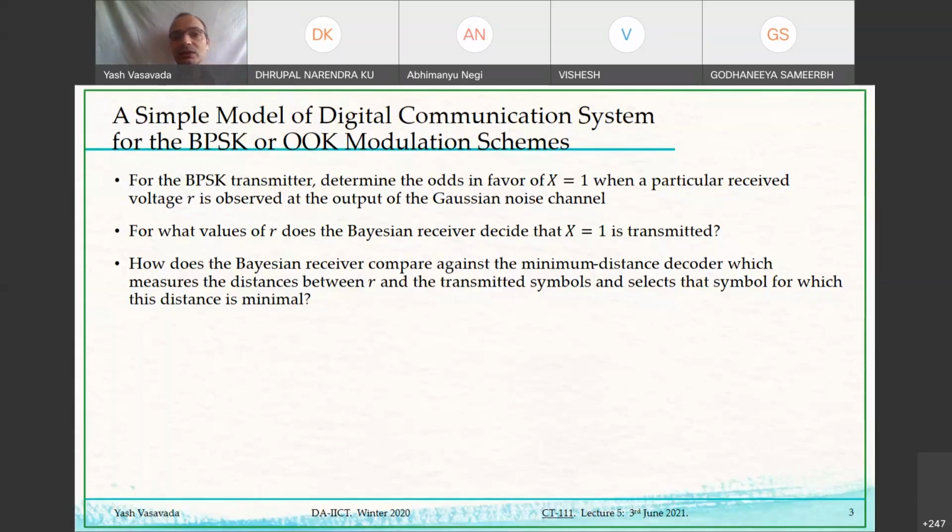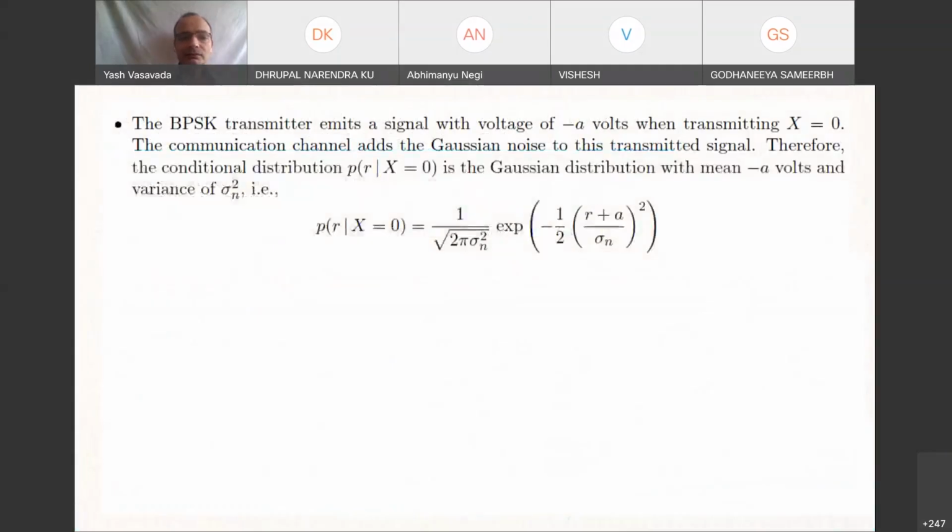So what we have to do essentially is to determine the odds in favor of X equal to 1 when we get a particular received voltage R. So how do we do that? Well, remember in the Bayesian theory, the first thing that we have to define is the likelihood function. The likelihood of a particular value at the channel output given X is equal to 0. And in case of additive Gaussian noise, this likelihood or the conditional PDF is just the PDF of Gaussian distribution. Except because minus A volt was transmitted when X is equal to 0, the mean value becomes minus A. And therefore, the expression inside the exponent becomes R plus A. And this sigma n is just the standard deviation of the noise, and this is the overall expression of the PDF.